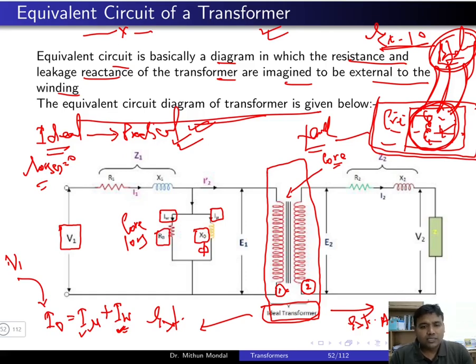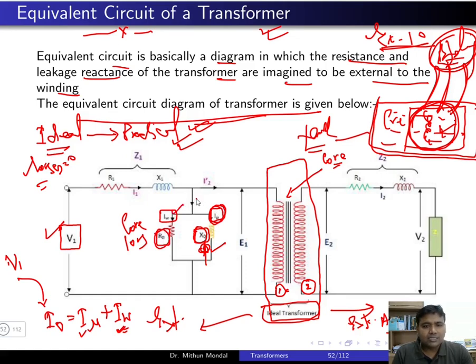So we'll take our discussion further. Here the reactance X naught is used to produce the flux in the core due to the supply voltage V1, which carries the magnetizing component of the current I mu, and the resistance R naught represents the core loss, that is IW.